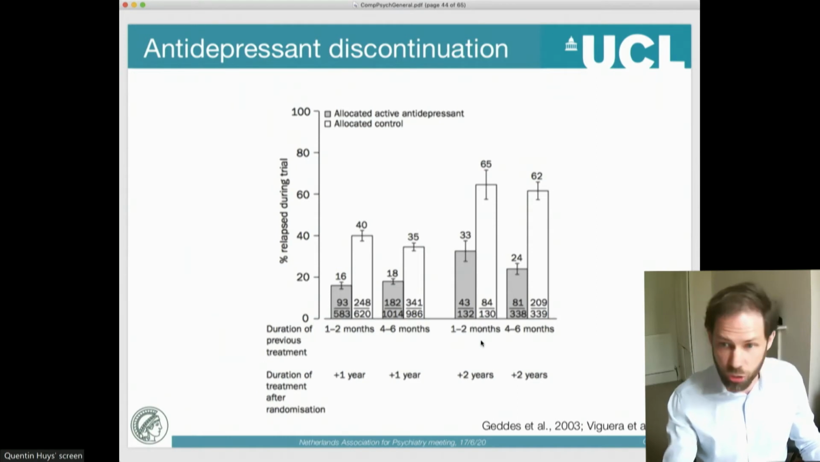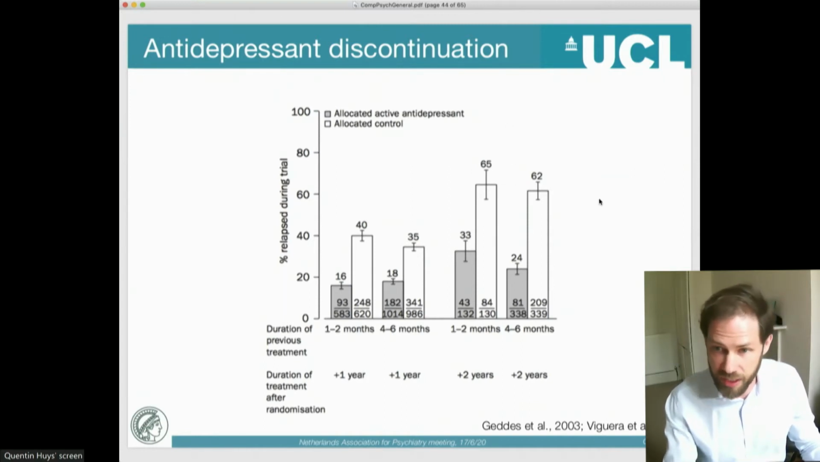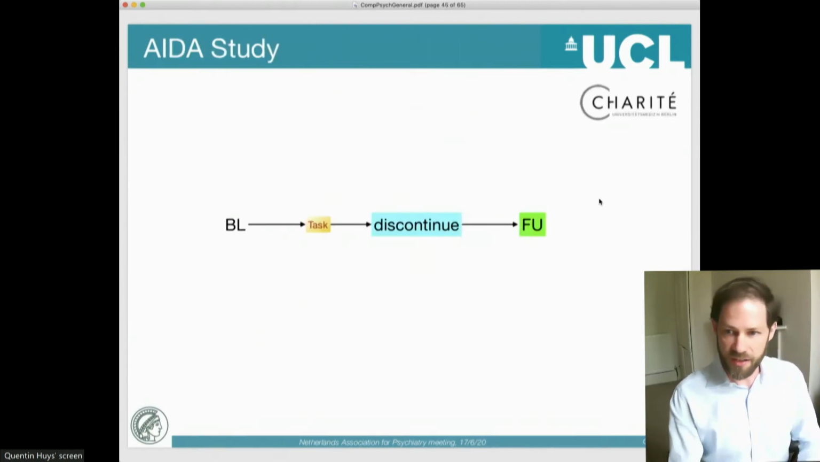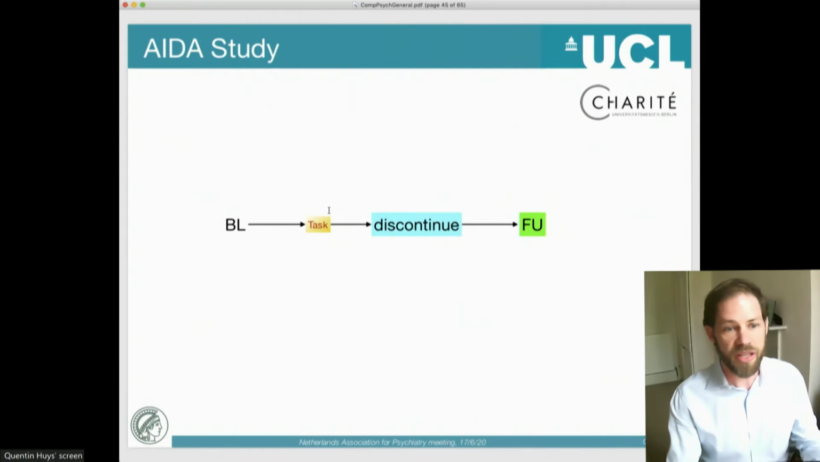Unfortunately, we don't know who is going to relapse and why. Because if you look over here, there's about a third of people who are not going to relapse, even if you take them off antidepressants. So it would be good to know who we can safely take off antidepressants and who not. So we ran a study together with Henrik Walter at the Charité, where we recruited people who had remitted on antidepressants. We gave them a task, we took them off antidepressants, and we looked at who went on to relapse.